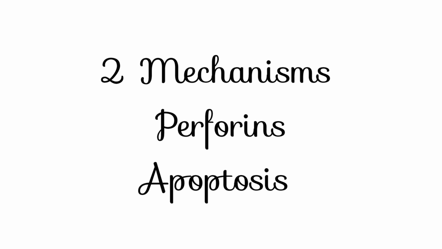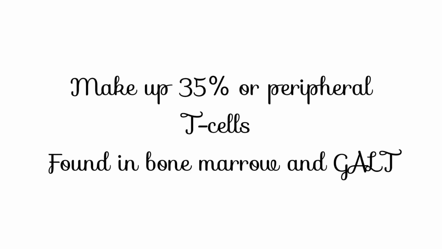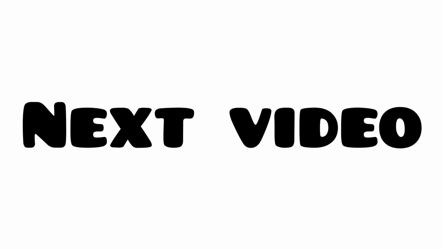Second is the induction of programmed cell death, otherwise called apoptosis. So these are the two mechanisms by which the CD8 positive T cells perform their function. CD8 cells predominate in the human bone marrow and the gut lymphoid tissues, which are called the GALT, and they constitute about 35% of the peripheral T cells. In the next video, we will talk about the activation of T cells.